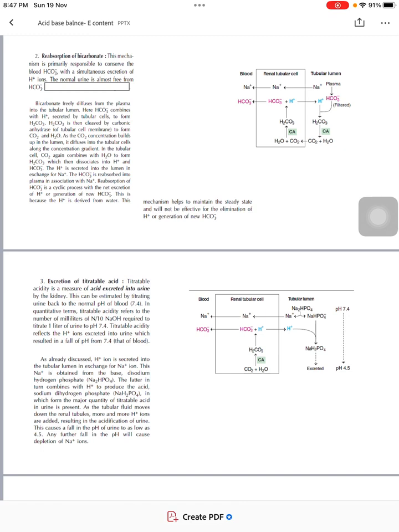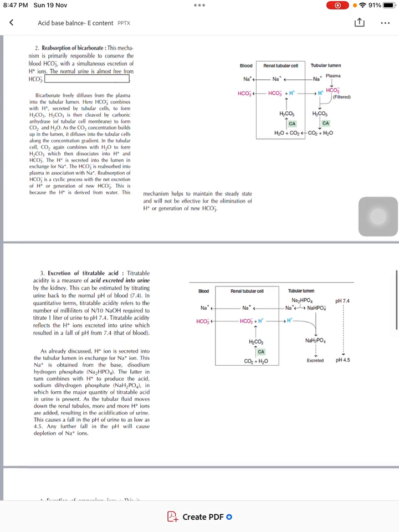Reabsorption of bicarbonate is a cyclic process with no net excretion of H plus or generation of bicarbonate. This is because the H plus ions are derived from water. This mechanism helps to maintain the steady state and will not be effective for the elimination of H plus or generation of new bicarbonate.